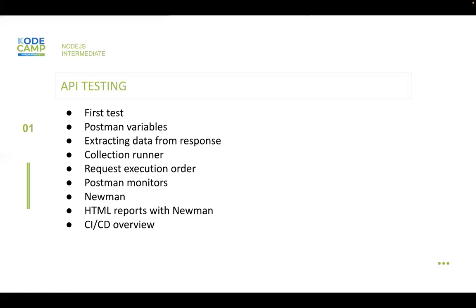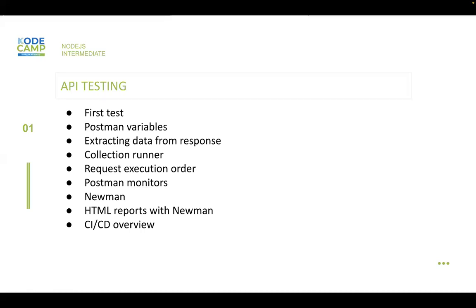We've already learned about Postman variables, but then we'll learn how we can set variables in our test. And then maybe we can see how we can extract data from response. And then we'll see if we can touch the collection runner.